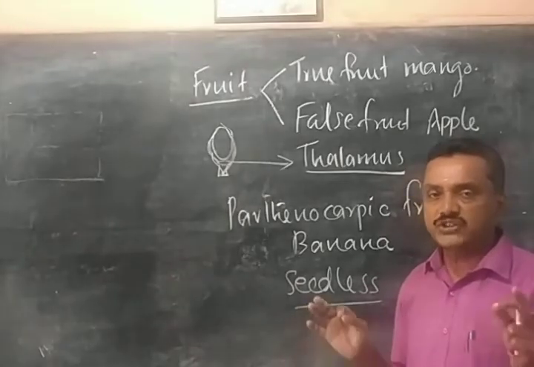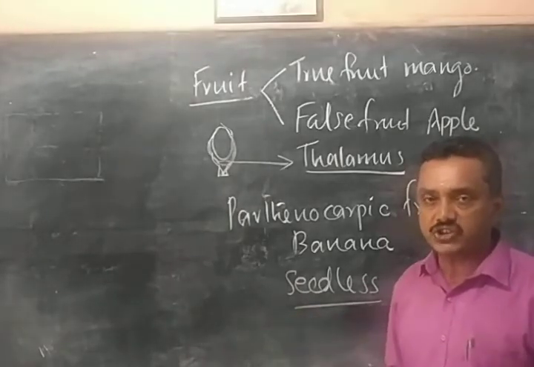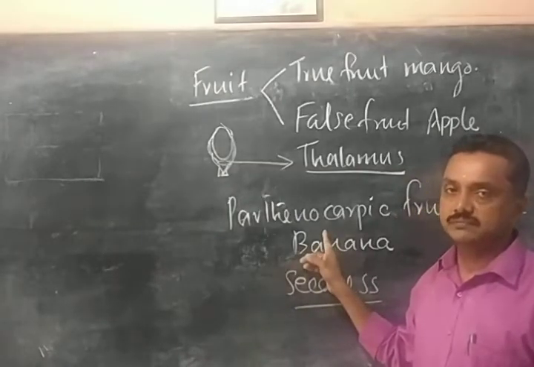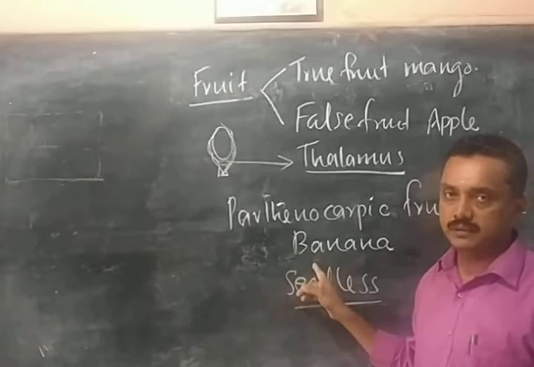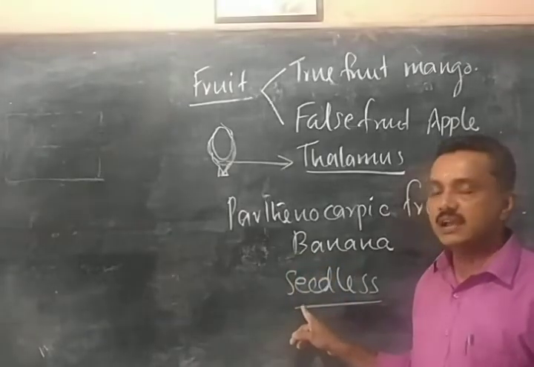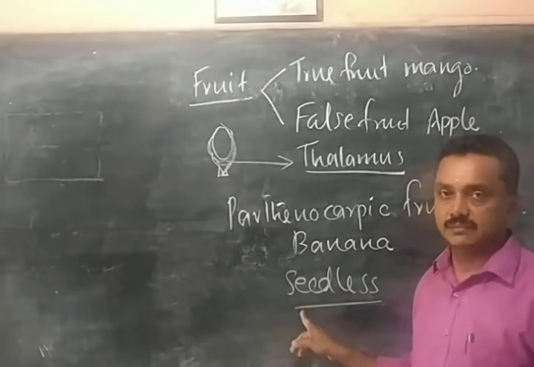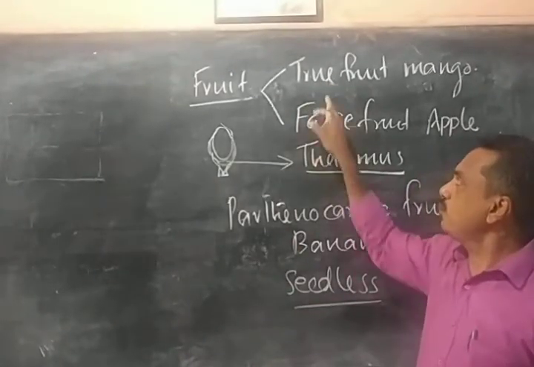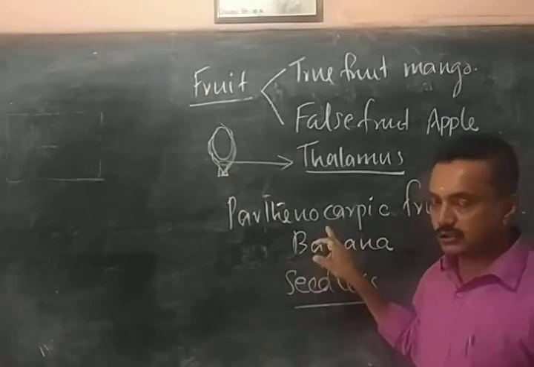Such fruits which are developing without fertilization are called parthenocarpic fruits. Banana is an example. Such fruits are usually seedless. Okay? So fruits are categorized into three: true fruit, false fruit, and parthenocarpic fruit.